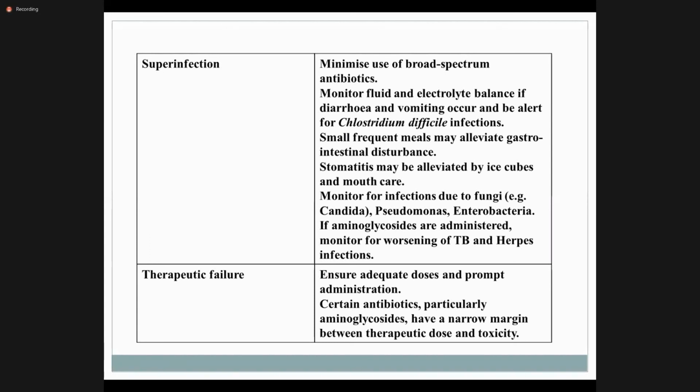Suppose accidentally we give double the dose, it will produce toxicity.